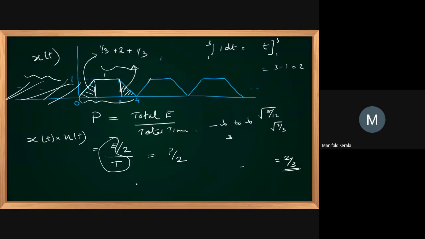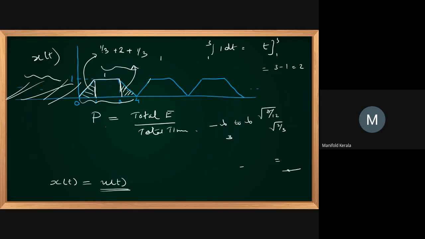Now, okay. Suppose I give you an example. Suppose you are having h of t equal to u of t itself. What is going to be the power of u of t? Can someone tell me what is going to be the power of the signal u of t from this particular property?